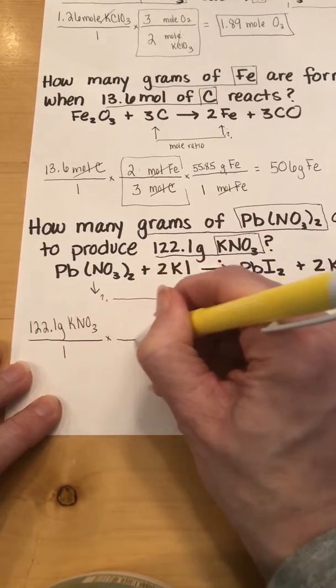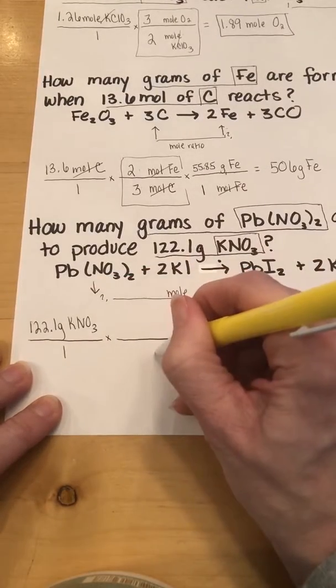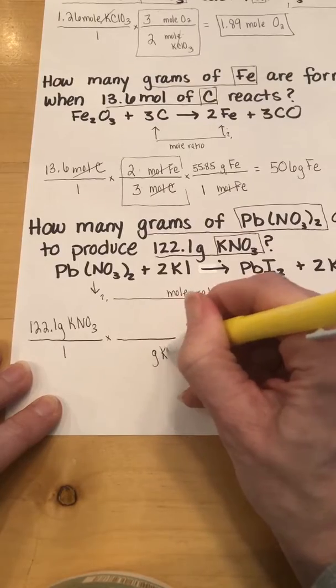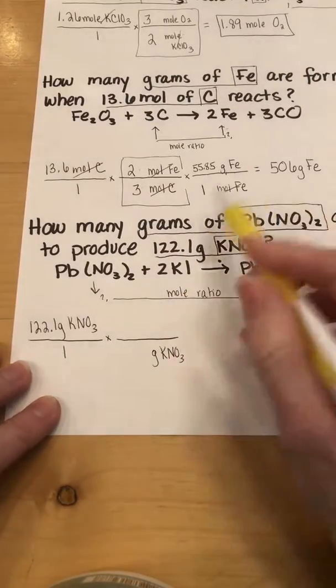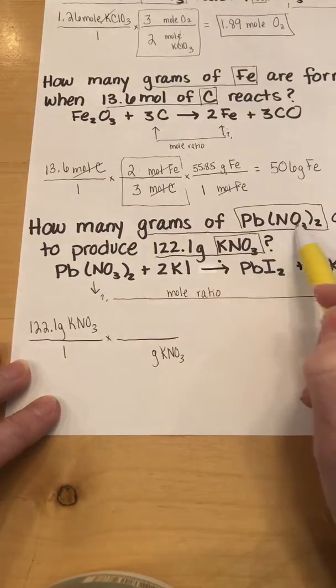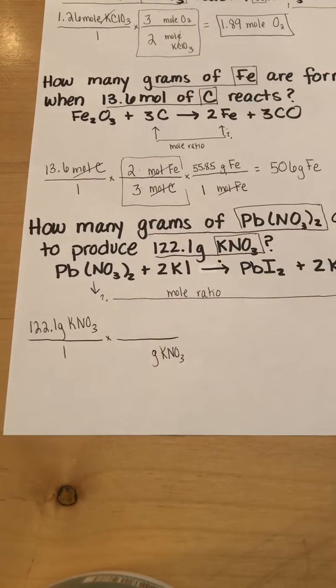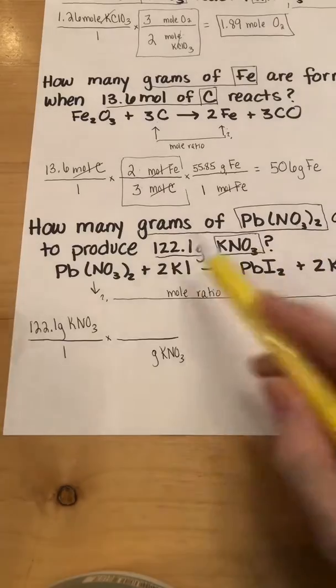And I'm going to go ahead and start setting up my conversion. Grams of KNO3 is on top, so that's what I'm going to put on the bottom. Now, I eventually want my answer to be in grams of lead nitrate, but I cannot. There is no step that allows me to go from grams KNO3 to grams of lead nitrate. It just doesn't exist.